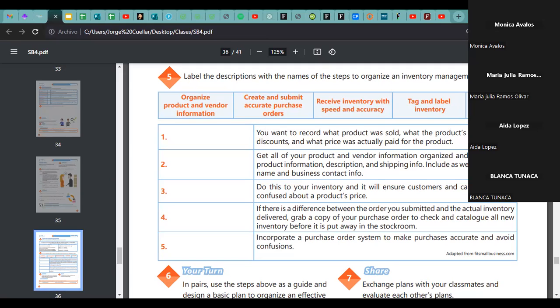And the last one is? Receive inventory with speed and accuracy. Everybody agrees? Five-five, teacher. Very good, perfect. And the winner is Veronica. So, everybody.